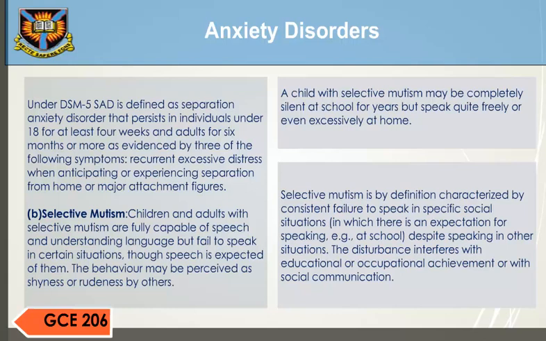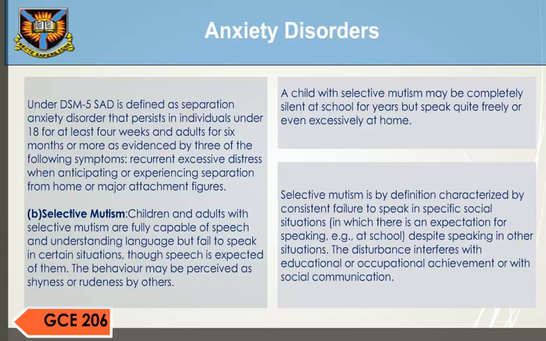B. Selective mutism. Children and adults with selective mutism are fully capable of speech and understanding language, but fail to speak in certain situations, though speech is expected of them. The behavior may be perceived as shyness or rudeness by others. A child with selective mutism may be completely silent at school for years, but speak quite freely or even excessively at home.